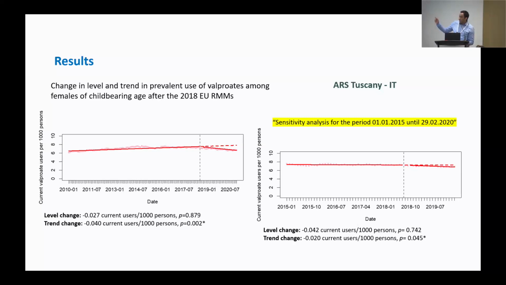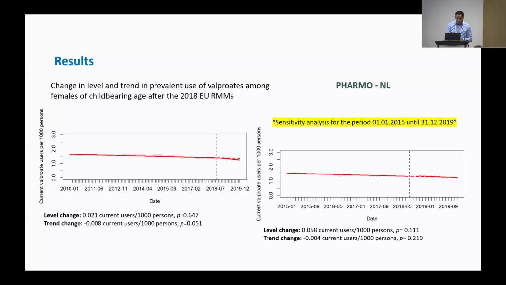On the right side, you see our sensitivity analysis for the period between 2015 until February 2020, which excludes the time before 2015, which was the time of the first risk minimization measures in Europe in 2014, but also excludes the COVID pandemic time after February 2020 in Europe, to get away from any effect of the pandemic. We still had a significant decline in Ars Toscana.